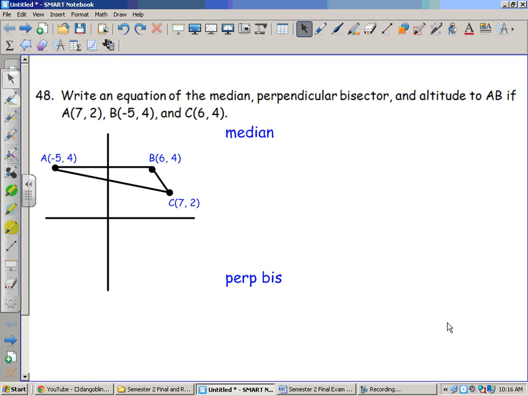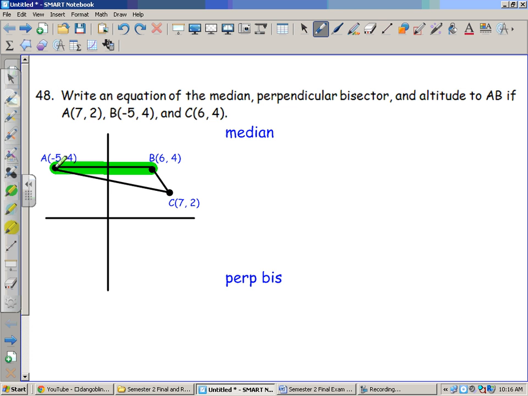Okay, this is problem 48 in your packet. You've got three vertices, A, B, and C, and you want to find the equations of the median, the perpendicular bisector, and the altitude to side AB. So first we'll do the median.